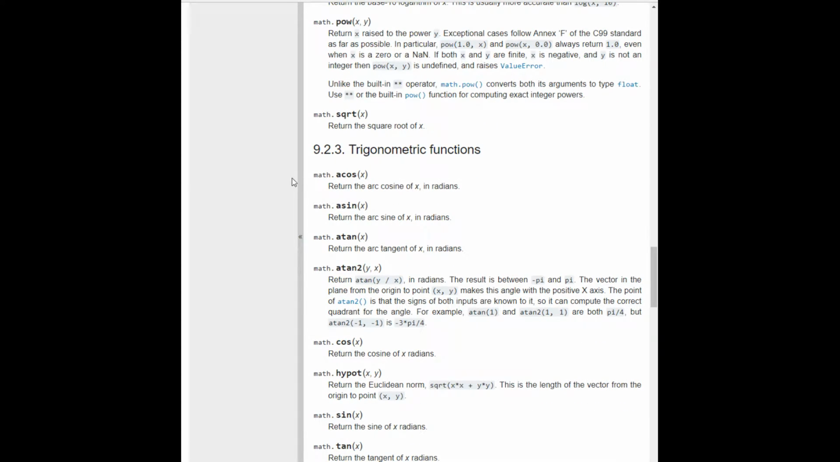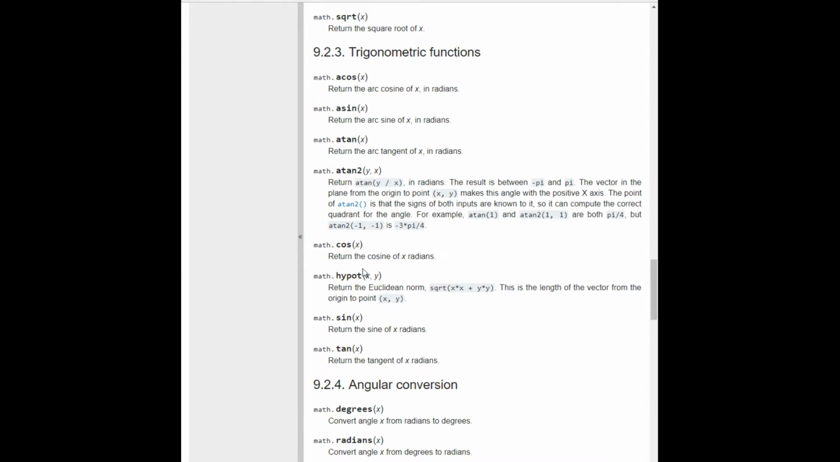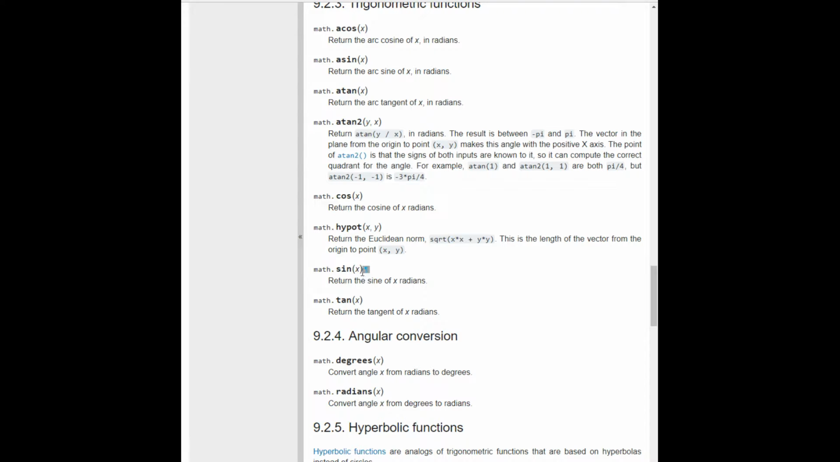So let's see here, we got the arc cosine of x, the arc sine of x, the arc tangent of x, which is not what we want. The cosine of x is no good, not the sine, not the tangent, but instead the hypotenuse, which is the Euclidean norm, square root of x squared plus y squared, as the length of the vector from the origin to point x, y. That's very long and convoluted, and if you were looking for the Pythagorean theorem here, you may have instead gone to Google and Googled Python math Pythagorean theorem, or Pythagorean or whatever.